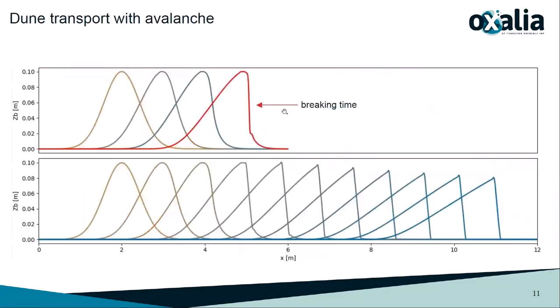And when I put the avalanche model in my idealized dune transport configuration, before, we couldn't get further than the breaking time because we didn't have any solution anymore after it. But if we add the avalanche model, we don't have shock anymore, because the avalanche model won't allow the dune to get too steep. And so the dunes can continue to propagate and we don't have any shock anymore.